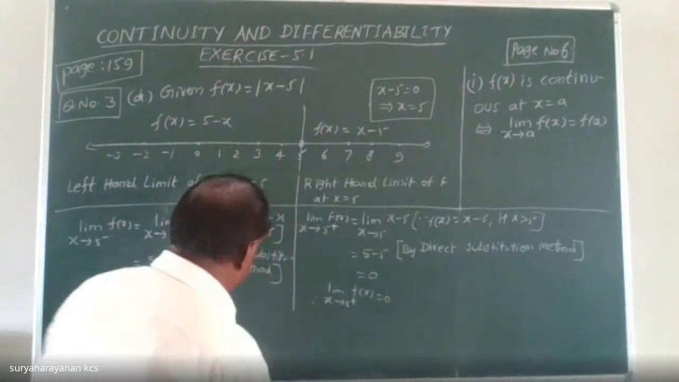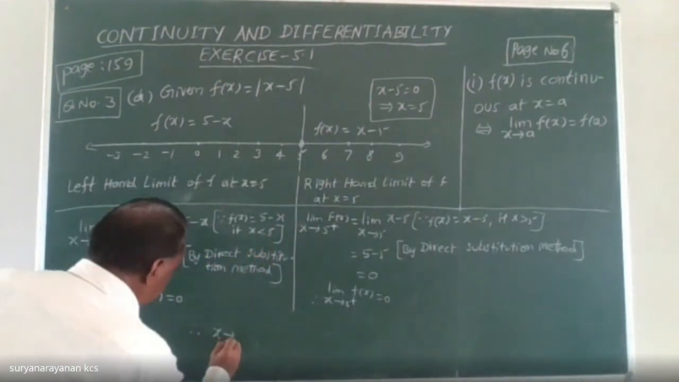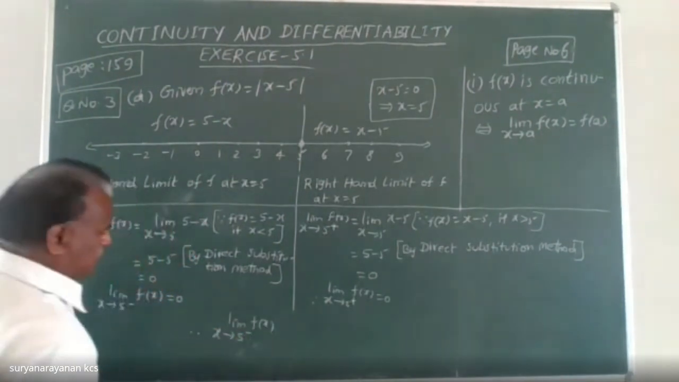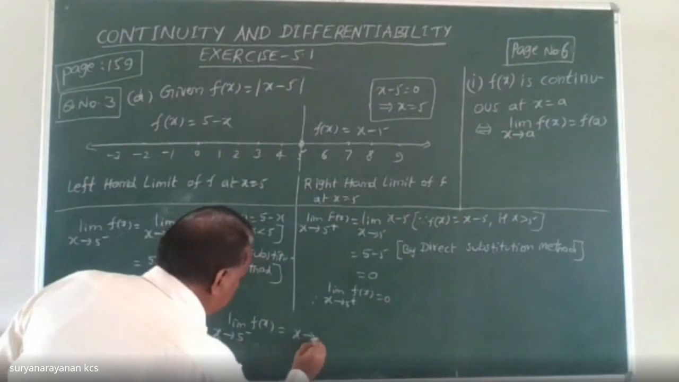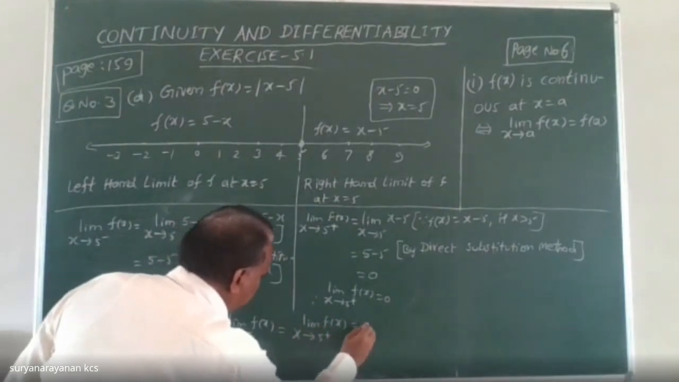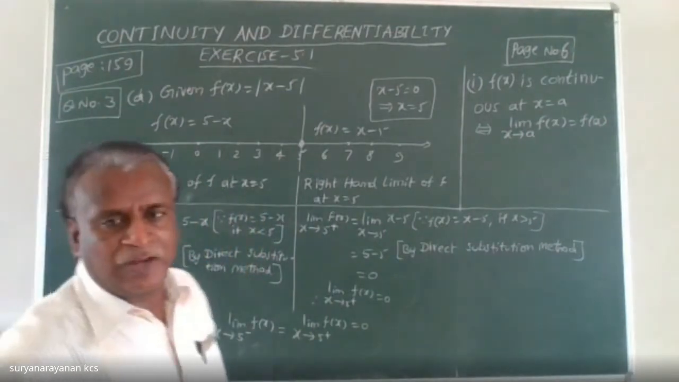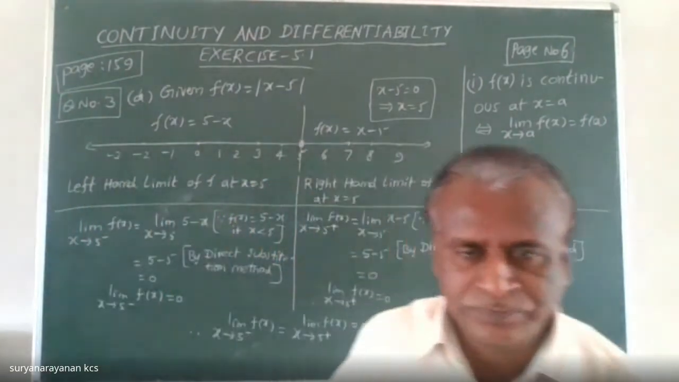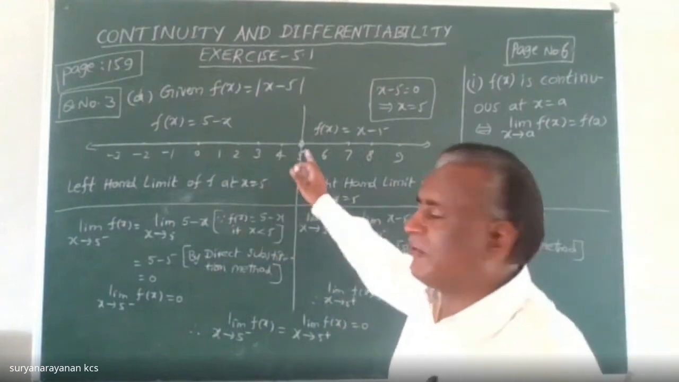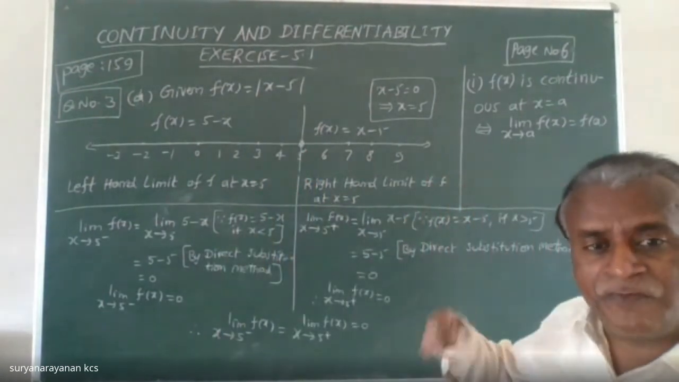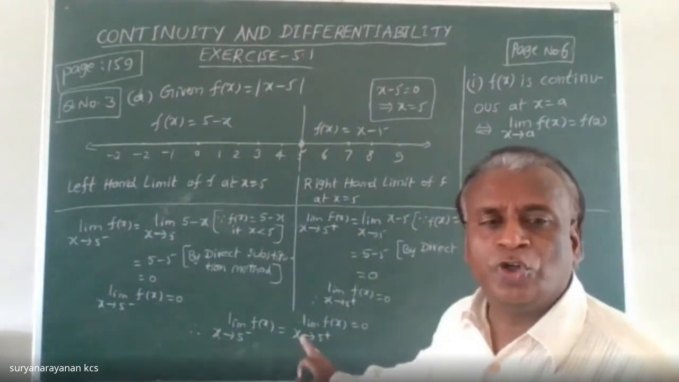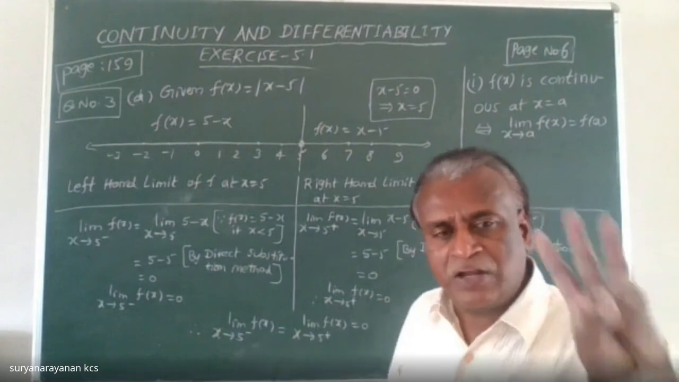Okay, therefore, as x tends to 5 minus, limit f of x is equal to, as x tends to 5 plus, limit f of x is equal to 0. After that, we have to find f of 5. Let us find the f of 5 value. That value also should be equal to 0. All the three values should be 0.